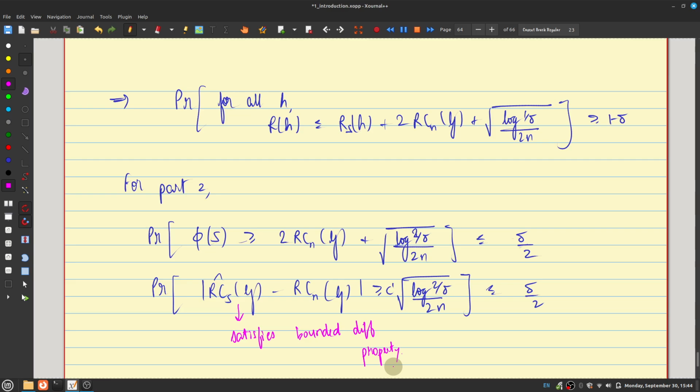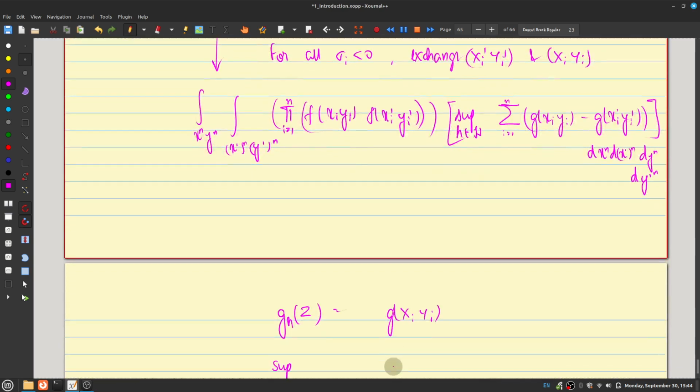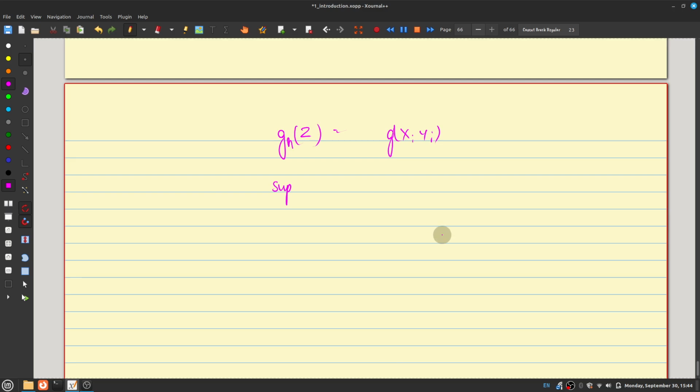Okay. So far, at least this particular result did not assume that we're talking about binary classification. It holds true for any supervised learning with bounded loss functions, right? So what happens if we restrict ourselves to binary classification?